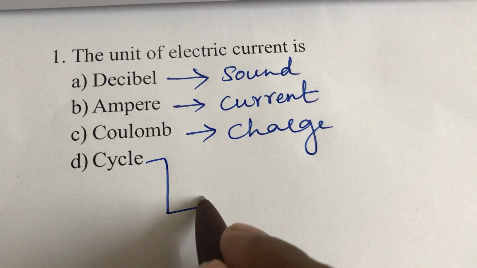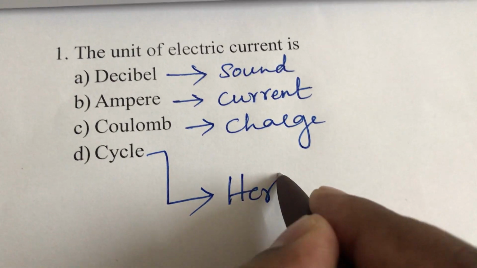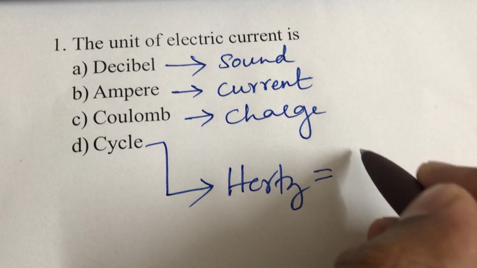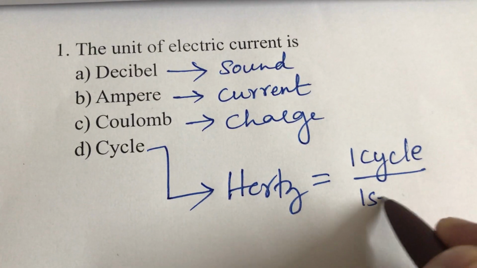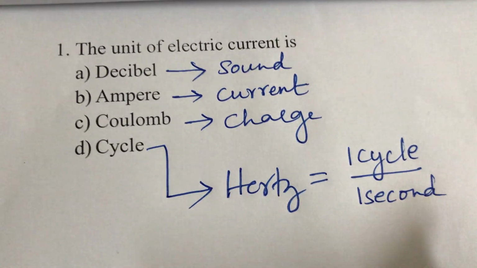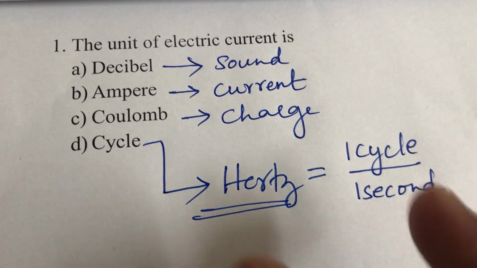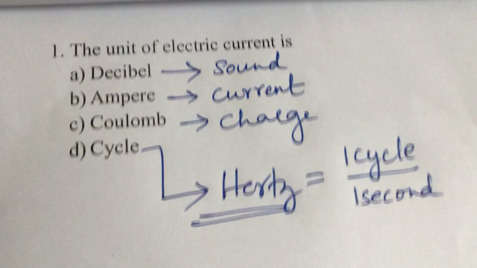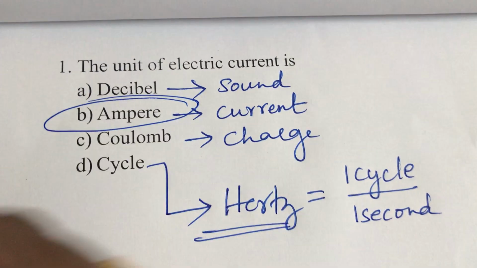And the next one, D, is cycle. Cycle is basically used to represent hertz, one cycle per 1 second. So hertz is the SI unit of frequency, and hertz can be defined as one cycle per 1 second. So the right answer for this question is ampere, option B.